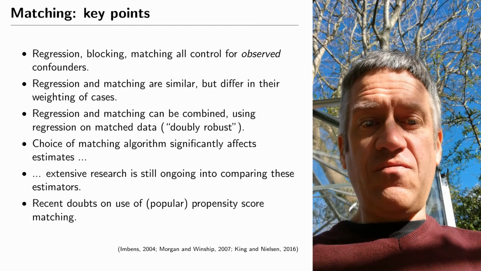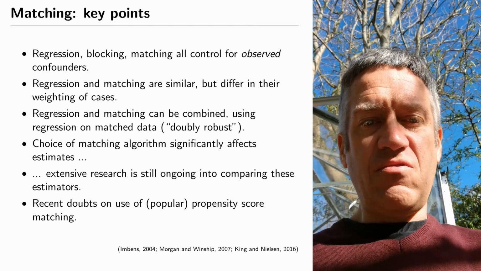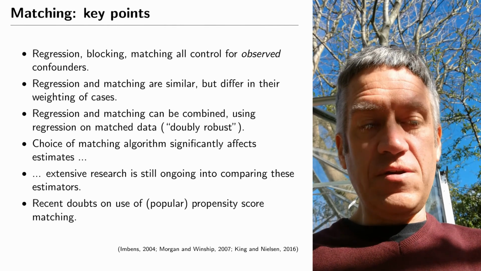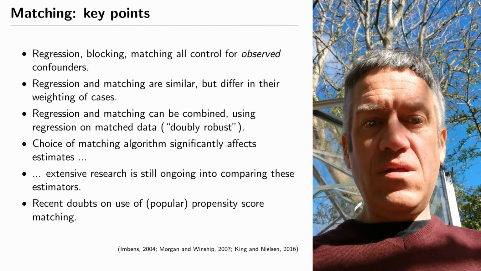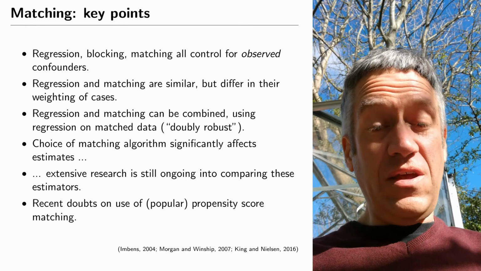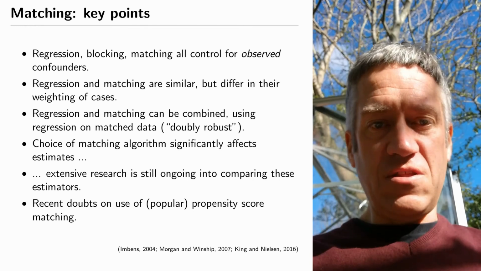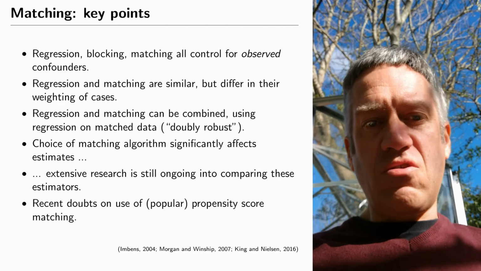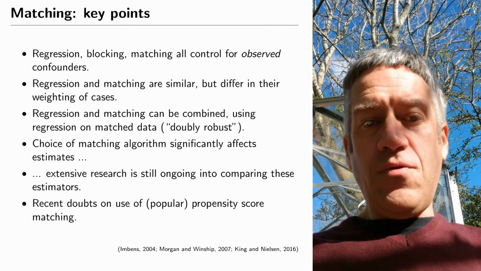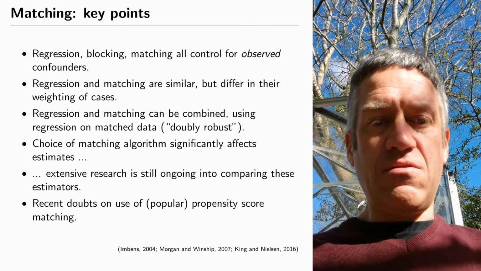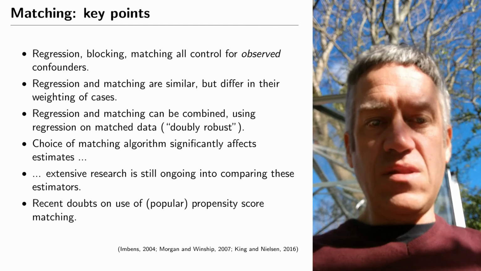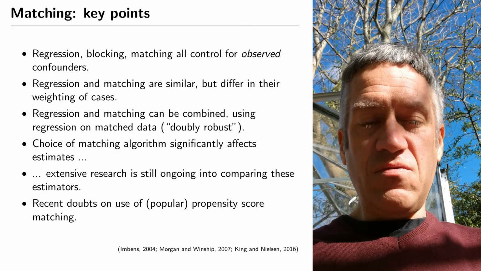They can be combined. You can first generate a data set using matching and then run a linear regression or other regression. This is called doubly robust and is fairly common. The choice of the algorithm, so what distance measure to use and how to select matching cases, will have significant effects on your estimates. And the research is still ongoing as to what the overall impacts are and how to make this decision. And finally, propensity scores are commonly used, especially when there are many control variables, but beware that there is recent discussion here about the reliability and validity of this. So you want to be very careful.